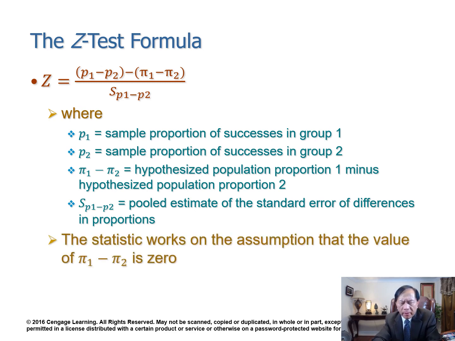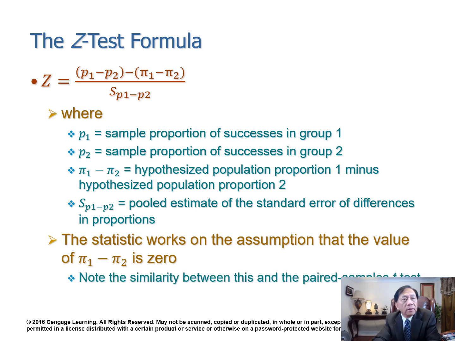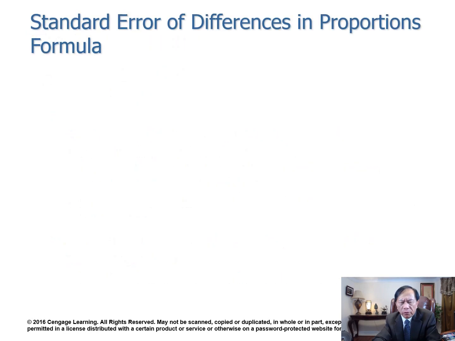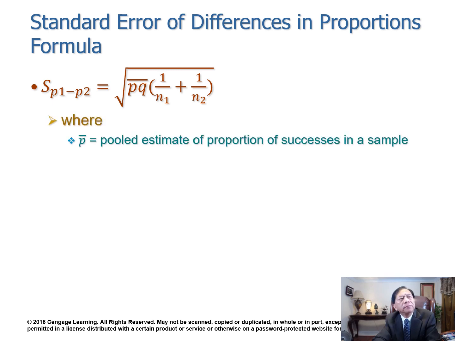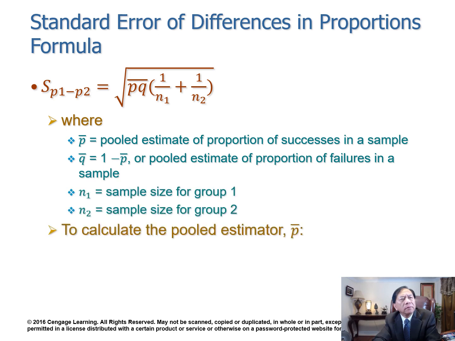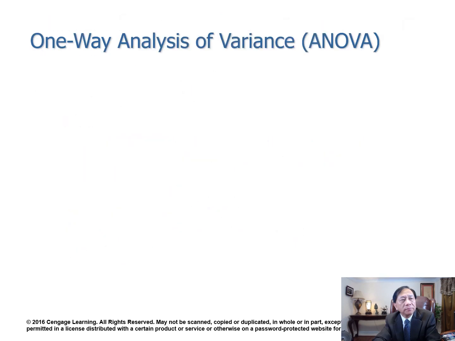The statistic works on the assumption that the value of pi 1 minus pi 2 is 0, meaning there's no difference there. Note the similarity between this and the paired comparisons that we talked about before. Standard error of differences in proportions. This is the formula for standard error. And to calculate the pooled estimate, you get this. That one, you just need to have a cursory knowledge of, and you'll be okay.